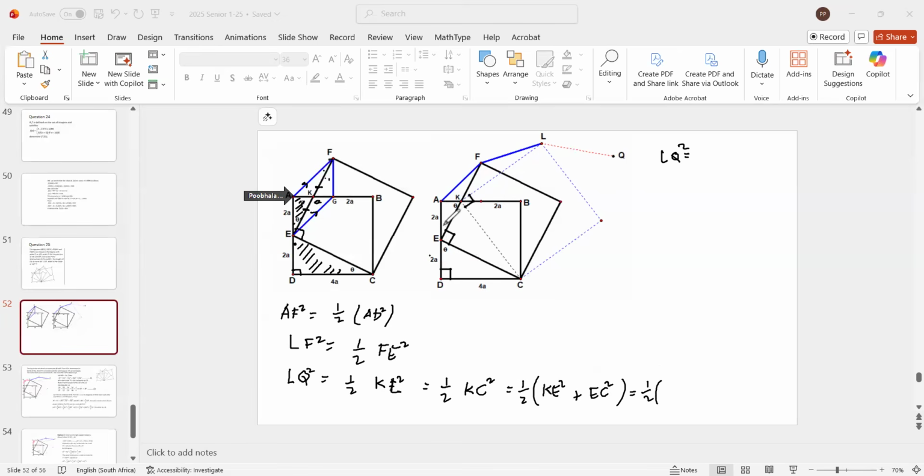Now KE squared, that's the hypotenuse of this triangle. Remember, this was A here. So that's 4A squared plus A squared. Right? We showed that there was A there. So that is KE squared. And EC squared is the hypotenuse of this triangle, which is 4A squared plus 16A squared. And now you have 16, 17, 25A squared. So this is a half of 25A squared.